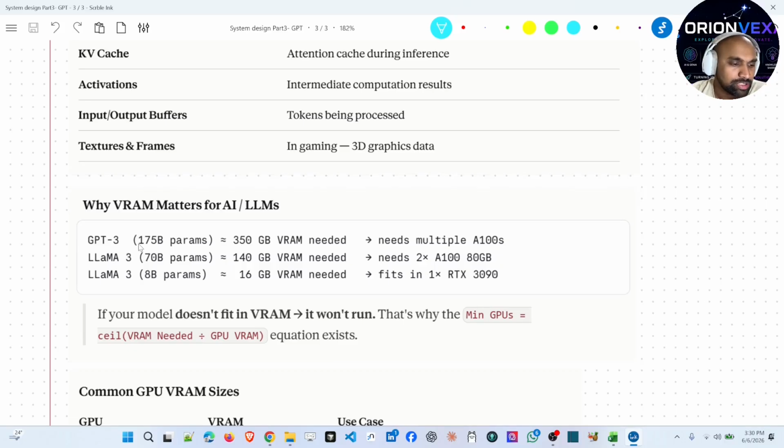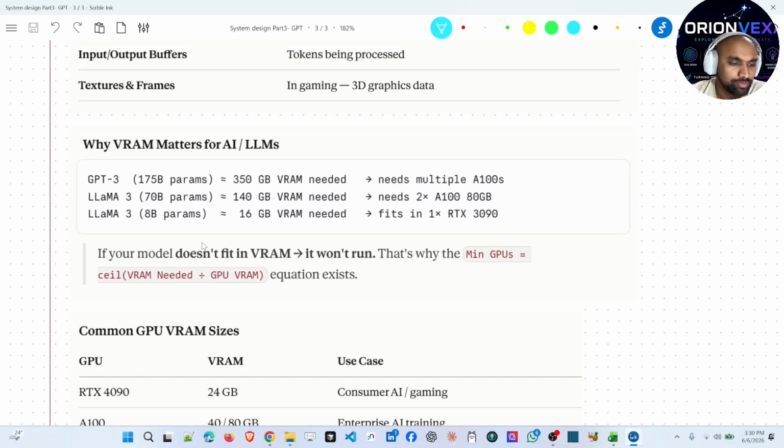GPT-3 is around 175 billion parameters. Around 350 GB of VRAM is required. We need multiple A100 GPUs. Llama 3 at around 70 billion parameters needs around 140 GB of VRAM. We need two A100 80 GB GPUs. Llama 3 at 8 billion parameters needs 16 GB of VRAM and fits in one RTX 3090 GPU.